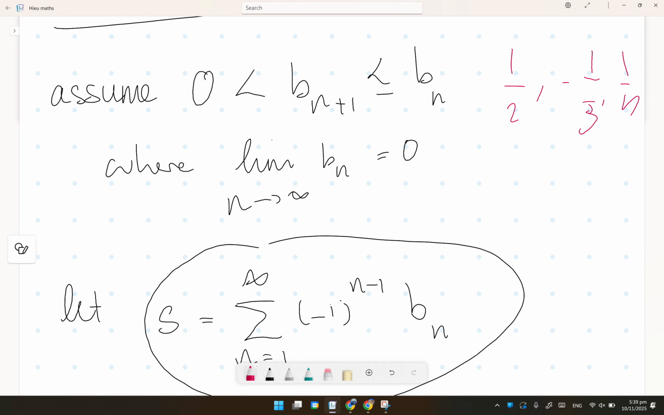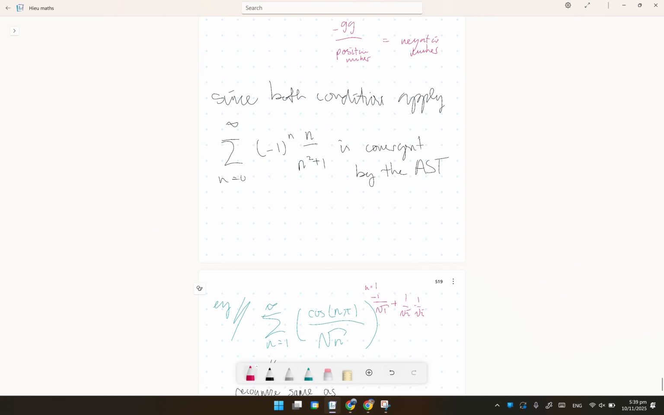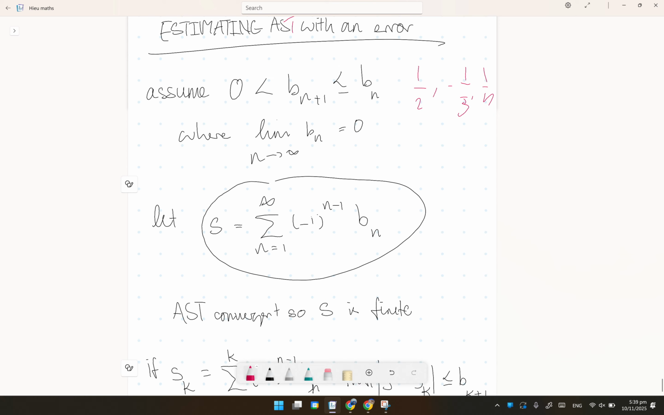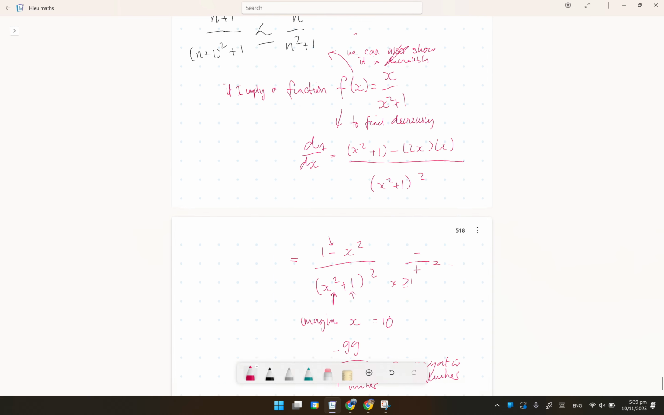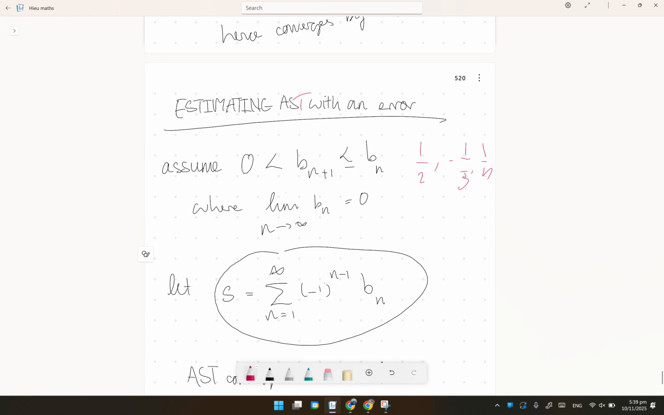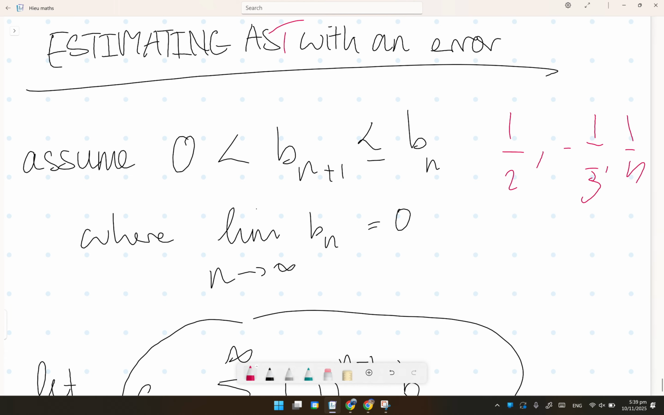So it sets it up to be convergent just like the other one. But remember, this is AST, not a normal sequence. So yes, it's the same two conditions. It's a decreasing series, and the limit to infinity is 0.